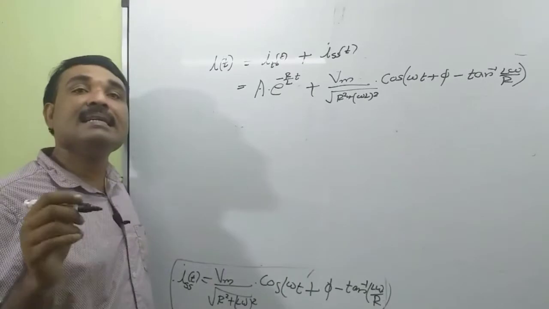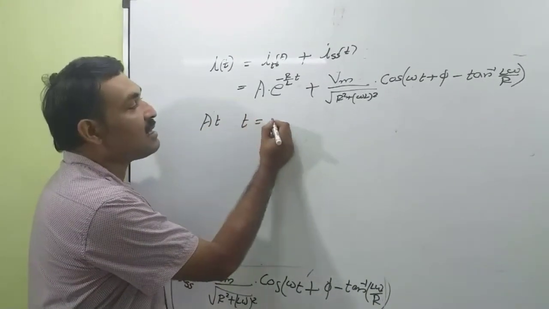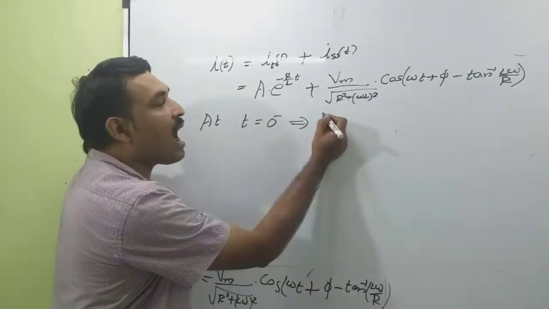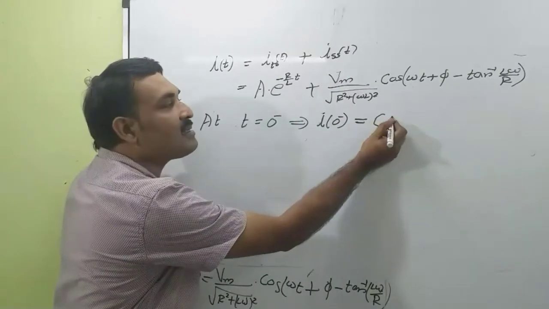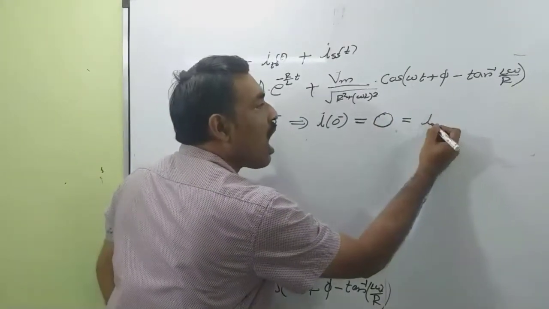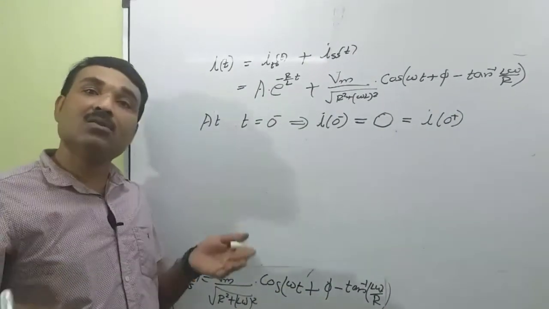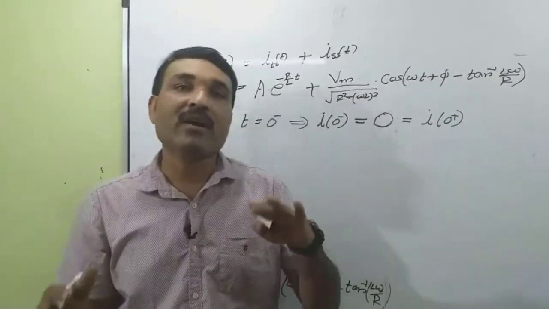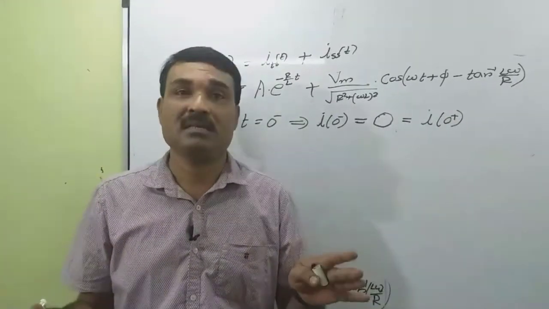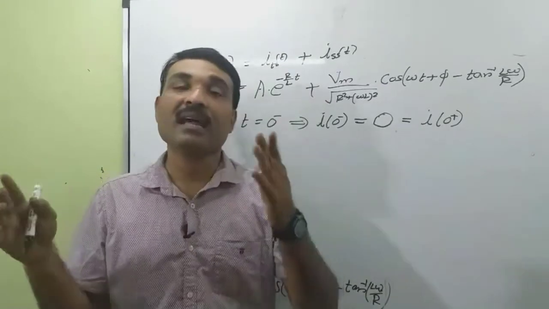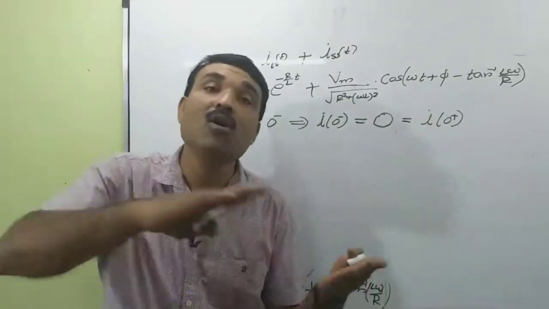Now apply the initial condition, that is at t equal to 0 minus. This implies I of 0 minus, the initial current, is 0, which is equal to I of 0 plus. For an inductance, I of 0 minus is equal to I of 0 plus, or in the case of a capacitor circuit, Vc of 0 minus is the same as Vc of 0 plus. Since for an inductive circuit the current cannot change instantly, and for a capacitive circuit the voltage cannot change instantly.